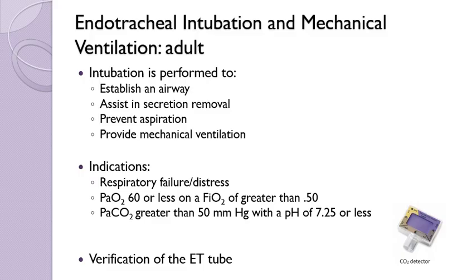So, indications. There really are reasons we intubate patients, and one of those is to establish an airway because they need help breathing. We can do it to assist in secretion removal. So this is somebody who is having a difficult time coughing up all of their secretions. Prevent aspiration. This makes me think of somebody who is at risk for aspiration, so they're not awake and alert enough to do that. Maybe a stroke patient who's at risk. Stroke patients may also have trouble maintaining their secretions as well, and we do it to provide mechanical ventilation.